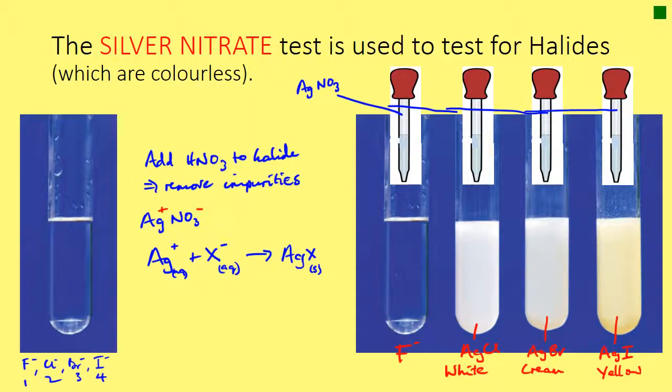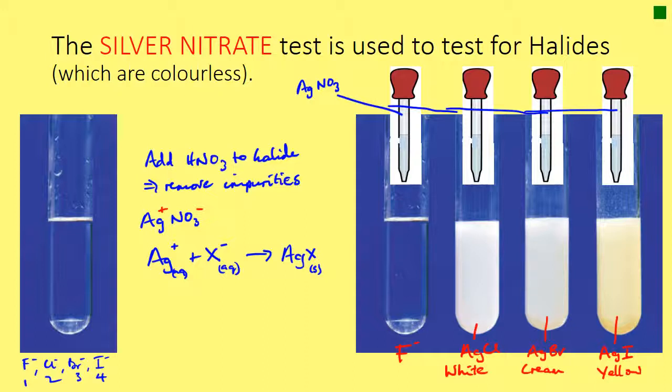Okay, so we're going to have a look at the silver nitrate test, which is used to distinguish between the halides, because although the halogens are very distinctive in their colours, the halides are all colourless. So they would look like this in a test tube. This could be fluoride, chloride, bromide, or iodide. And they all look the same, so we can't distinguish between them.